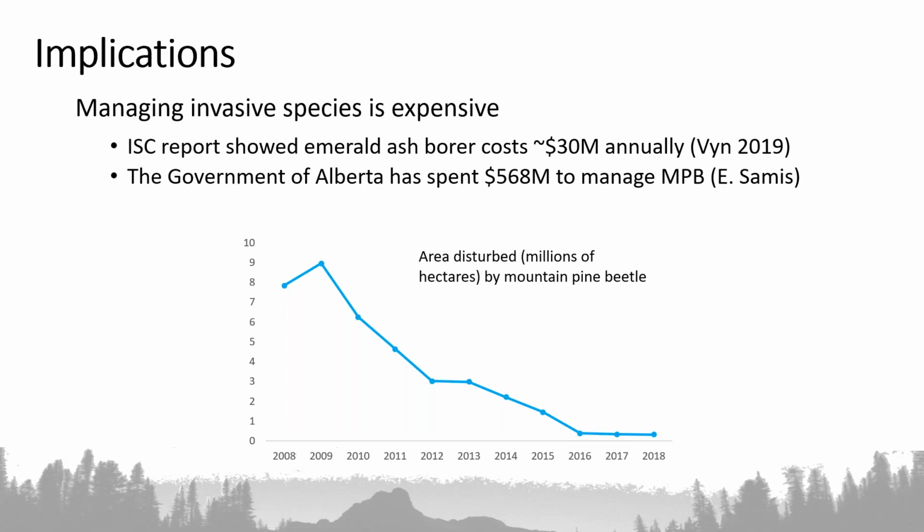And so a province is looking at costs of managing it, but those costs aren't also including the loss in timber and the loss in forestry products. So there's financial implications in terms of management, but also financial implications in terms of the loss of these important species.